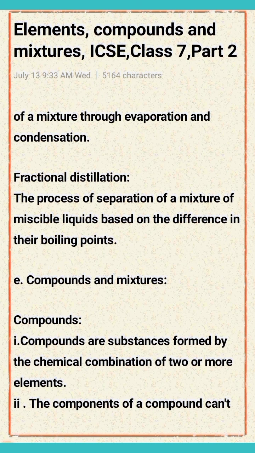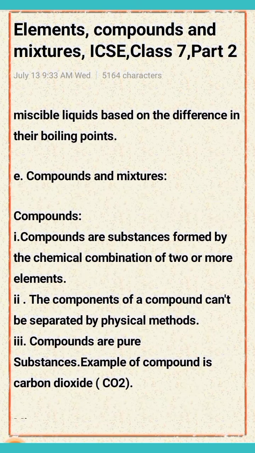Next, difference between, question number E, compound and mixture. At first, discuss compound. Number one, compounds are substances formed by a chemical combination of two or more elements. Number two, the components of a compound cannot be separated by physical methods. Point number three, compounds are pure substances. An example of a compound is carbon dioxide.